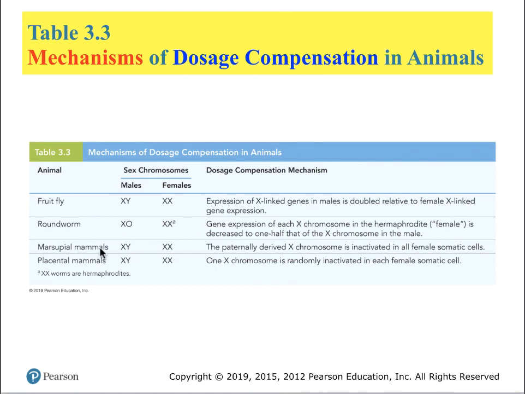In marsupial mammals, the paternally derived X chromosome is inactivated in all female somatic cells. So the father's X chromosome, when it enters into the zygote, is inactivated selectively. And in placental mammals, that includes us, only one X chromosome is randomly inactivated while the other one is active.